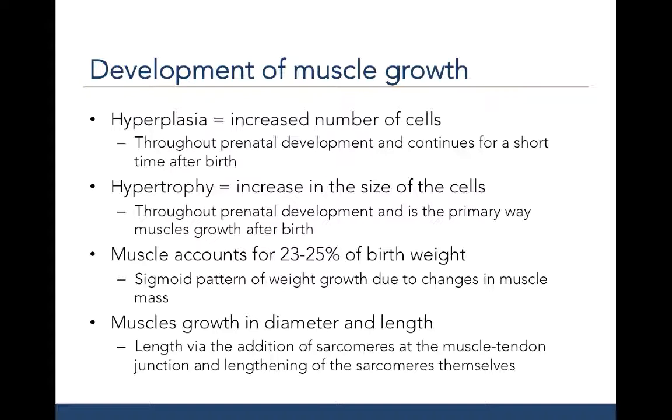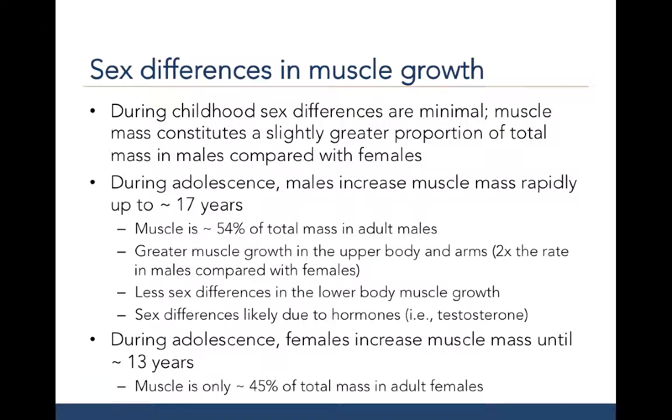Muscle accounts for 23 to 25% of birth weight. The sigmoid or S-shaped pattern of growth observed for weight that we saw in Chapter 4 is due to changes in muscle mass. Muscles grow both in diameter and length. Growth in length occurs through the addition of sarcomeres at the muscle-tendon junction, as well as results from the lengthening of the sarcomeres themselves. Sex differences in muscle growth are minimal during childhood, although muscle constitutes a slightly greater proportion of total mass in males compared with females.